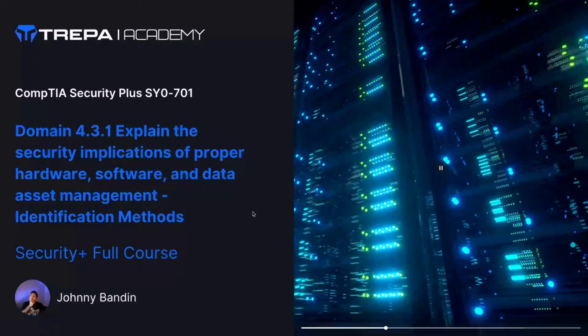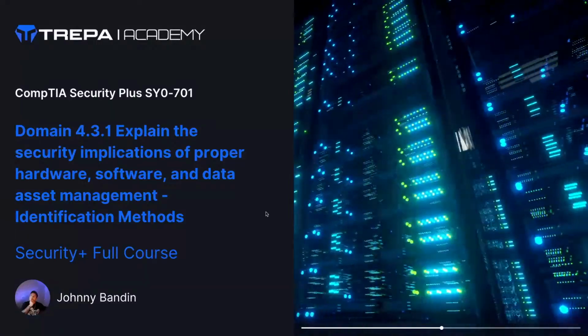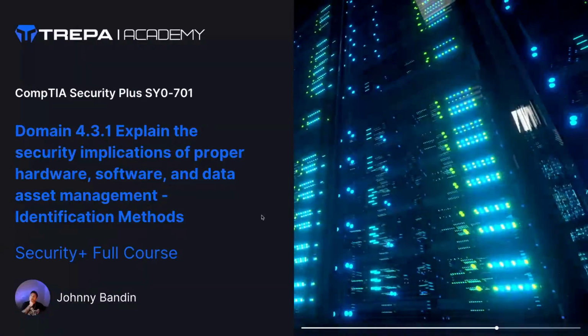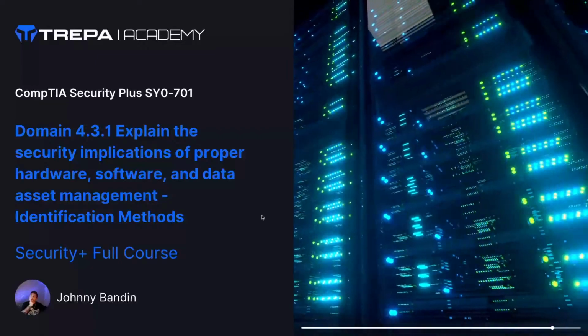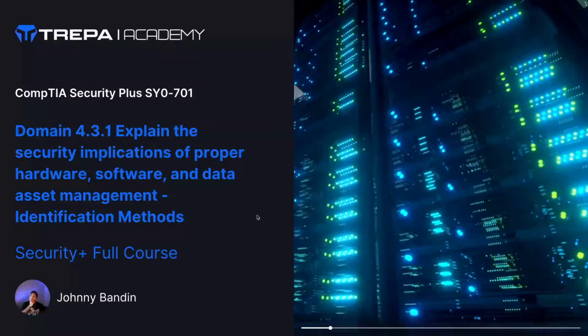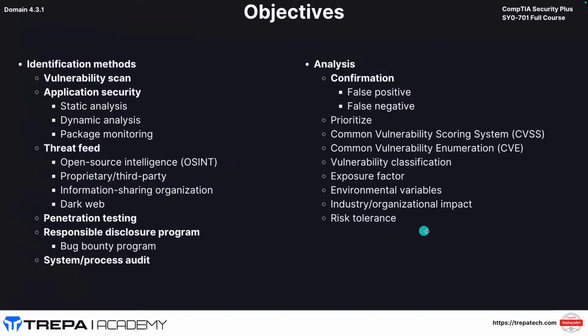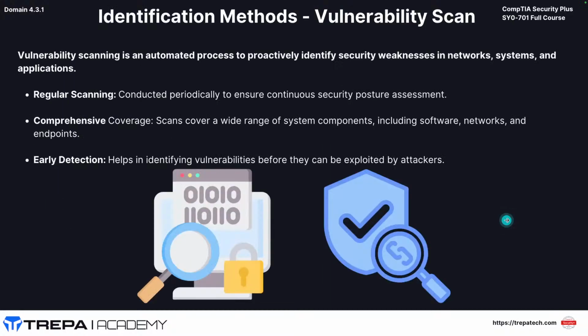Alright, sorry about that. Let's go ahead and continue. So now we're going to go over domain 4.3.1. Explain the security implications of proper hardware, software, and data assets management with identification methods. So different identification methods we have in our toolkit and in our enterprises.